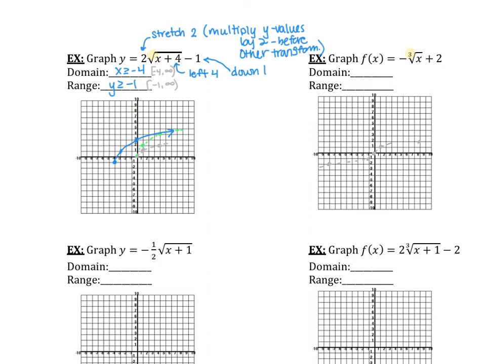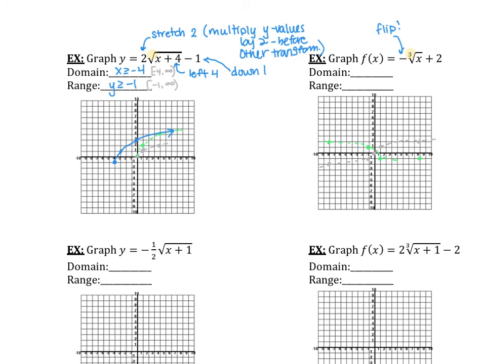Now, the first thing that I see, based on the transformations that are happening, is that this first step says to flip. I know I want to do this one first, before any other transformations, just like I did the a value on the last problem. So I'm going to deal with that first. I'm just going to flip all of my y values. What was positive is now negative. What was negative is now positive. So this graph is just going in the opposite direction now.